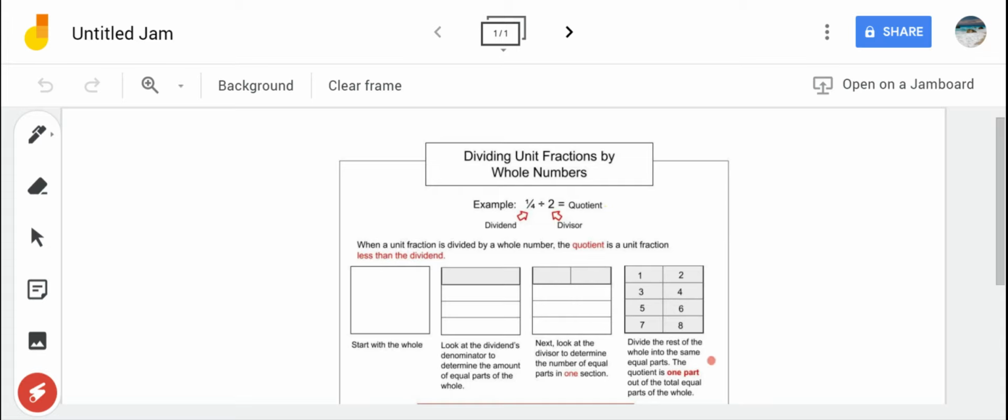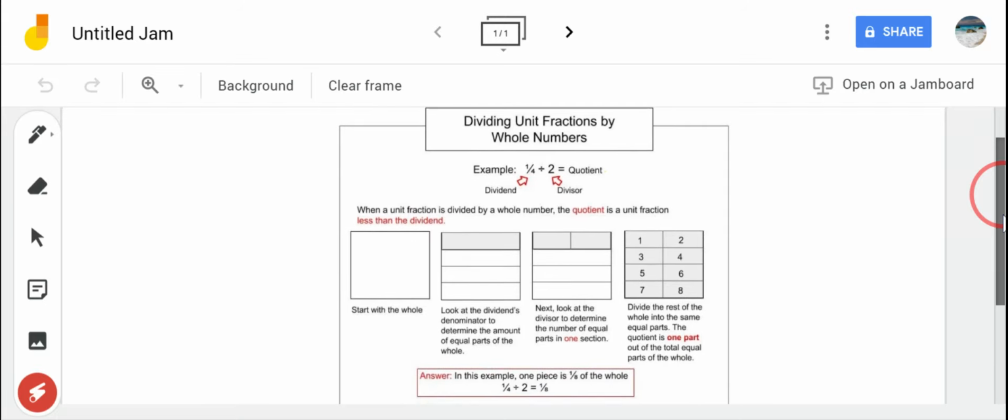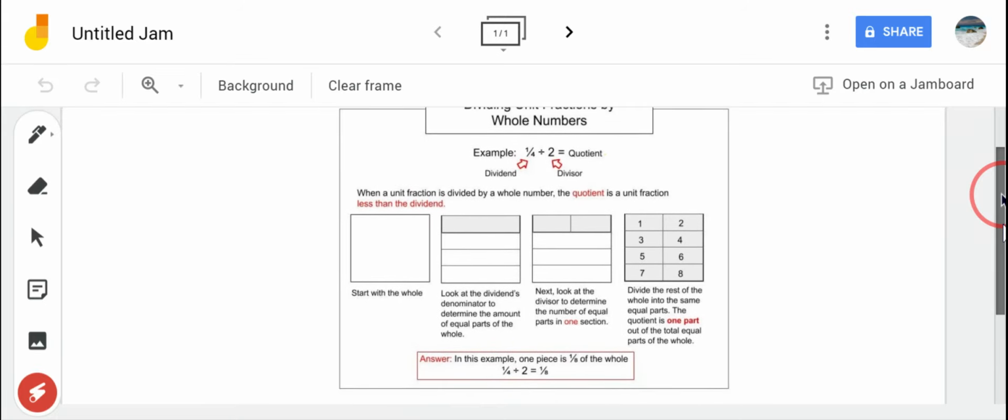Then we divide the rest of the whole into the same equal parts. So I took the other equal parts and I divided them in half also. And I ended up with 8 equal parts. So the quotient is 1 part out of the total equal parts of the whole. It's 1 part out of 8. So our answer is 1/8. And here is our equation.